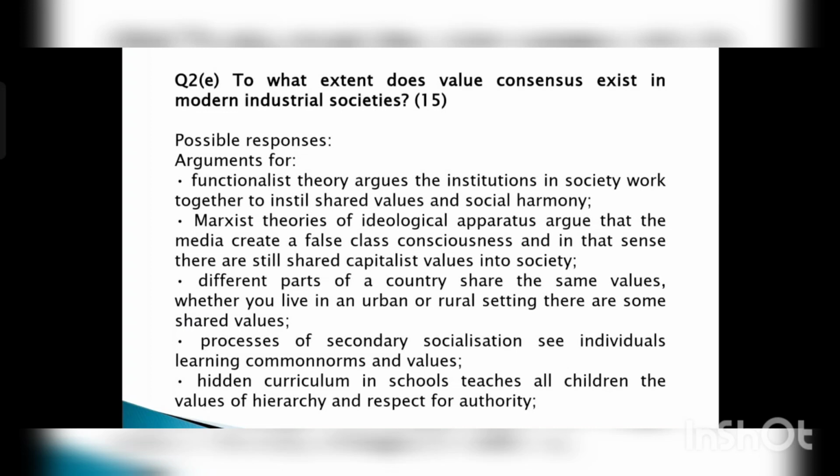Then we have processes of secondary socialization, seeing individuals learning common norms and values. Now, agencies of secondary socialization, we are talking about those agencies such as the family, the peer group, religion, media. What they do is that they instill shared norms and values among the male gender and the female ones. So once they grow up, they share things that are common, and yes, then we are able to achieve value consensus.